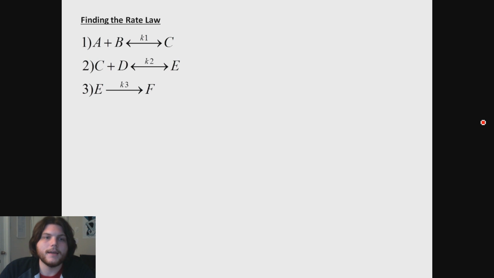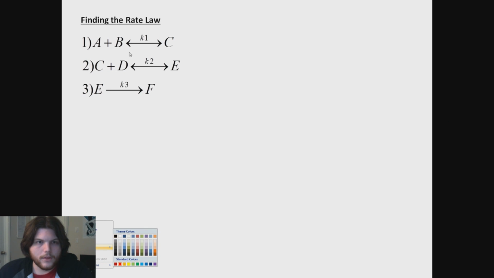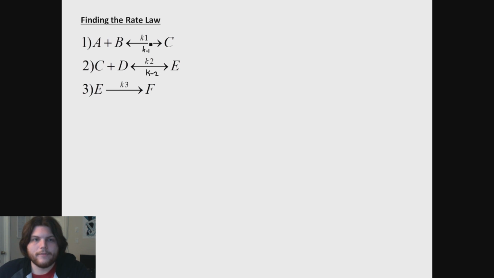So we have A and B going reversibly to form C, and we can also have the reverse reaction here of C becoming A and B. I didn't have a good double-sided arrow. This is the best one I could find. I apologize. Just to make it clear, on the backwards reaction of it going that direction, we would have a K -1. And here, for the second step, we would also have a K -2. So essentially we have this forward reaction, and we also have a backwards reaction.